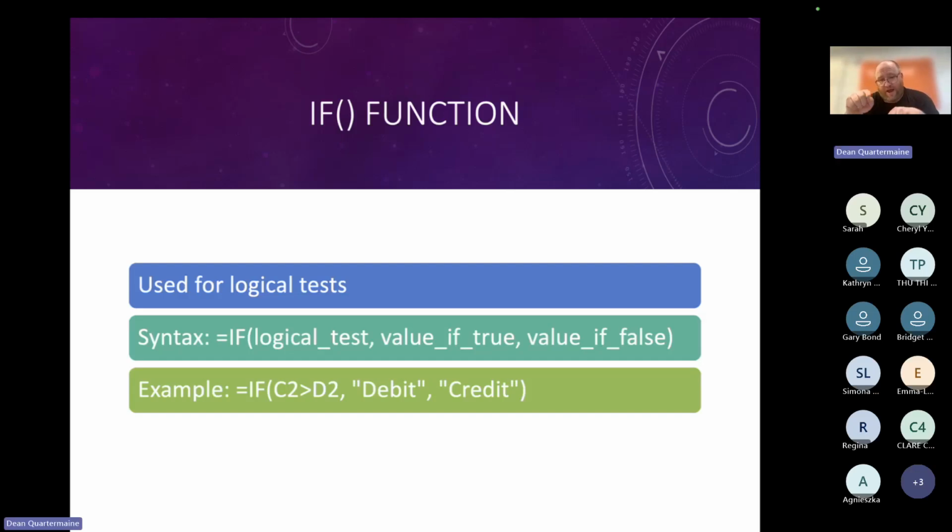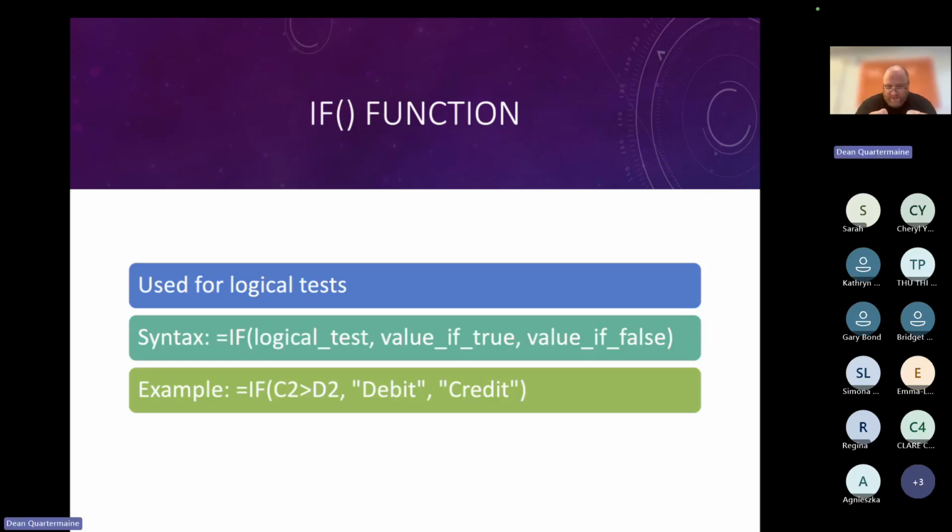Then we have a comma after that test, and then we say, what are we going to do if that logical test is true? And then we have another comma and we say, what are we going to do if it's not true, i.e. it's false? So the example at the bottom says: if the value in C2 is greater than the value in D2, then in this case we're going to return a piece of text that says debit. And if it's false, we're going to return a piece of text that says credit.